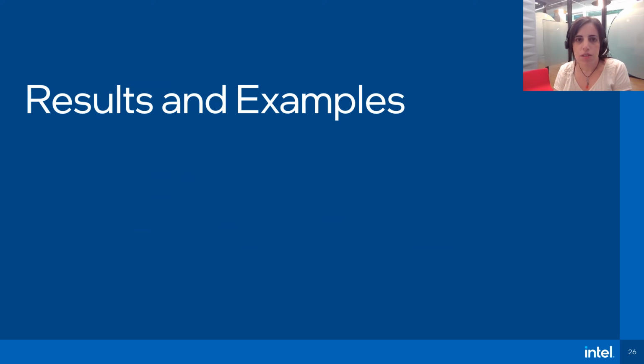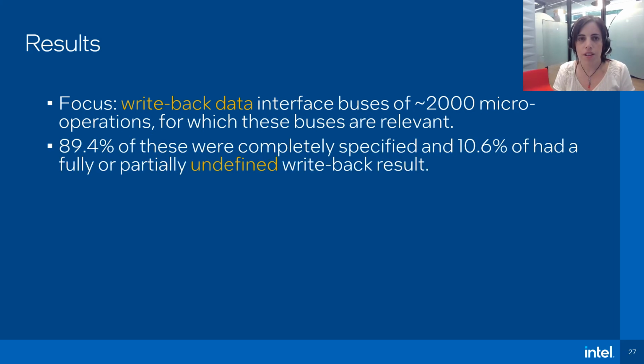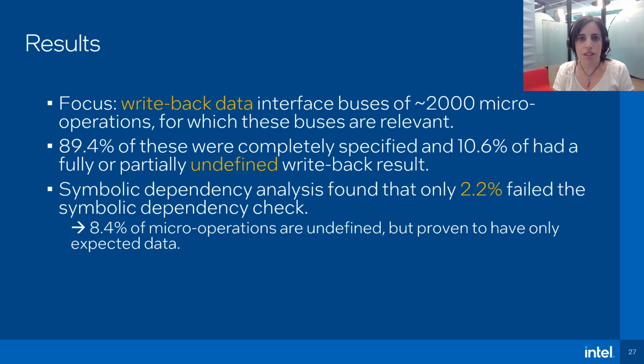Let's look at the results of this activity. We focused on about 2,000 operations for which the RADBEC databus was relevant. We found that 89.4% were fully defined, so no problem there. But 10.6% had either a fully or partially undefined space. The good news, 97.8% of the operations are okay, either fully defined or they passed our symbolic dependency check. Our analysis reduced the ratio of suspicious operations from 10.6% to 2.2%.